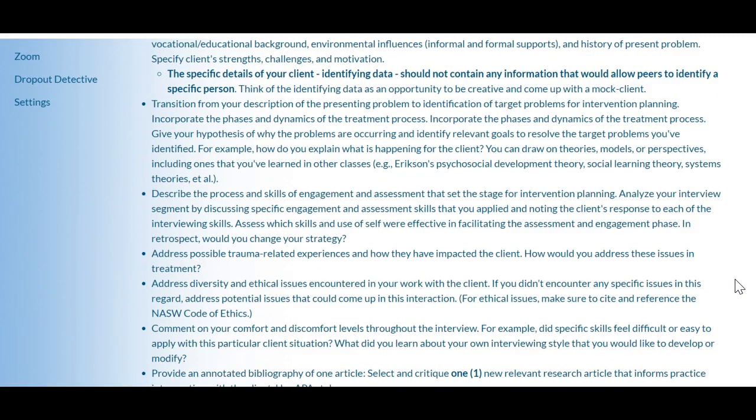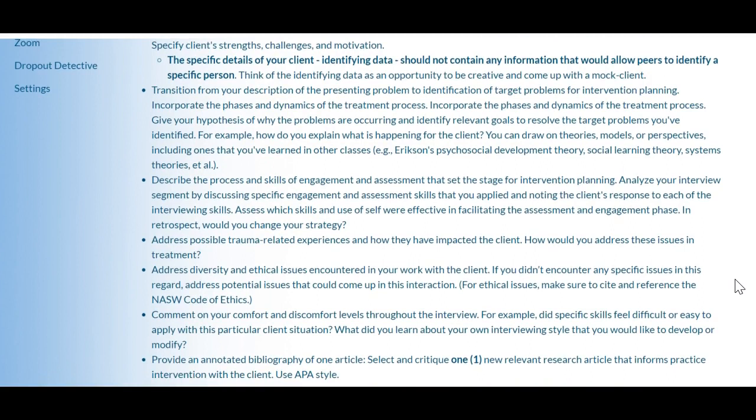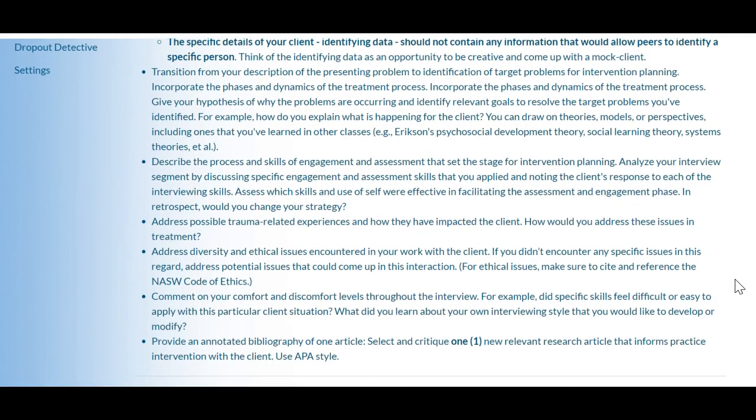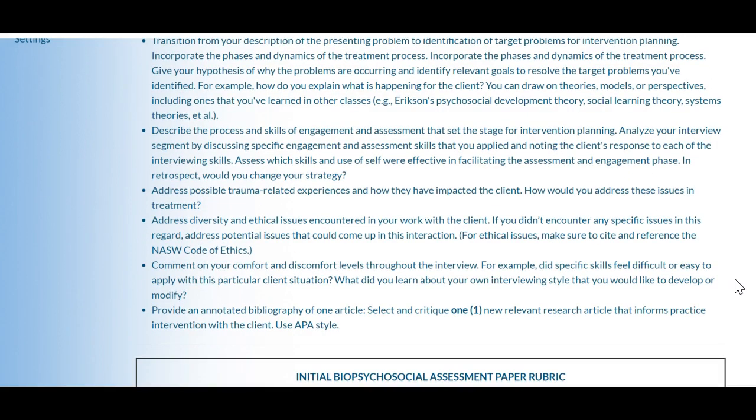You'll address possible trauma-related experiences and how they've impacted the client. How would you address these issues in treatment? You'll address diversity and ethical issues encountered in your work with the client. If you didn't encounter any specific issues in this regard, you'll address potential issues that could come up in this interaction. Ethical issues, perhaps. And the issues of difference are important, as well as issues of sameness.